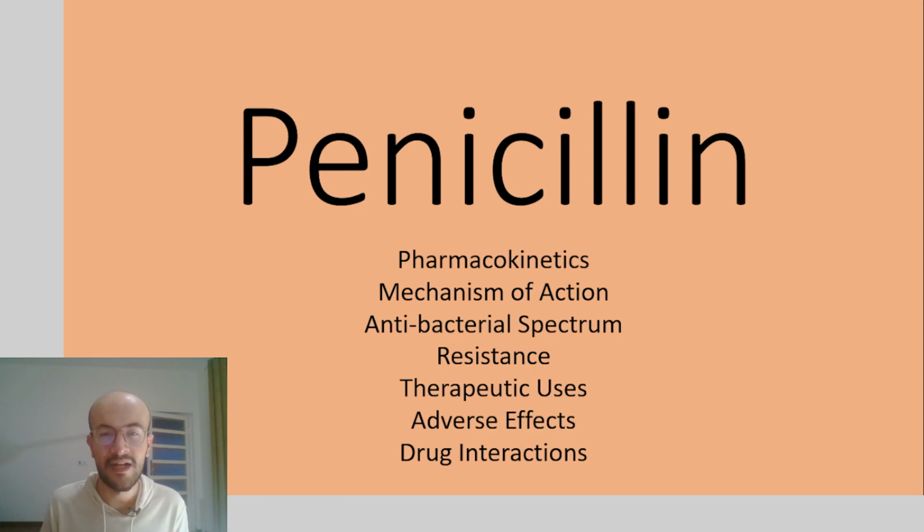So we already talked about the penicillin types in the previous video of this series, and we mentioned that we have the original penicillin, the penicillin G, and we have the anti-staph penicillin, the aminopenicillin, and finally the anti-pseudomonal penicillin as the types of penicillin. But now we are going to continue our discussion about penicillin by talking about the pharmacokinetics, the mechanism of action, the antibacterial spectrum, the resistance, the therapeutic uses, the adverse effects, and the drug interactions.